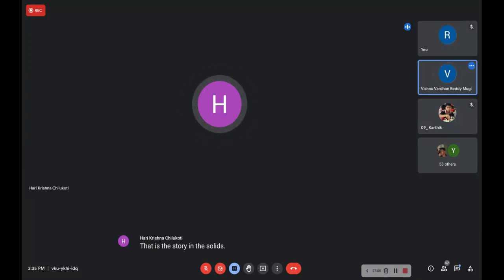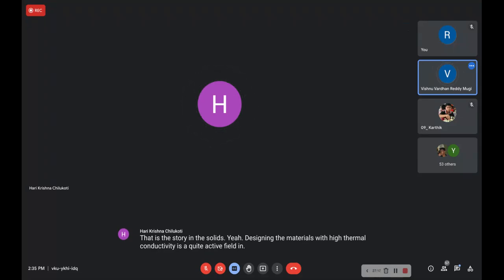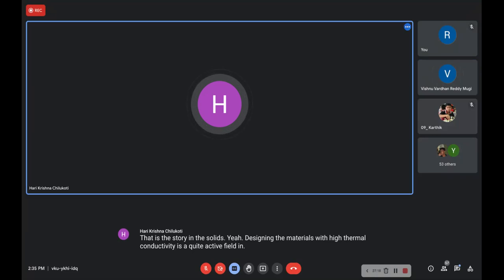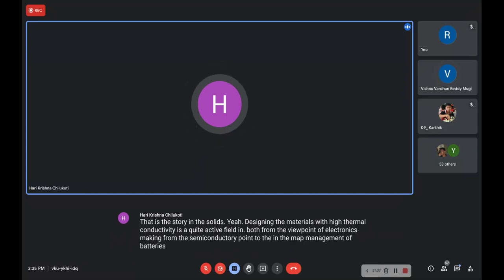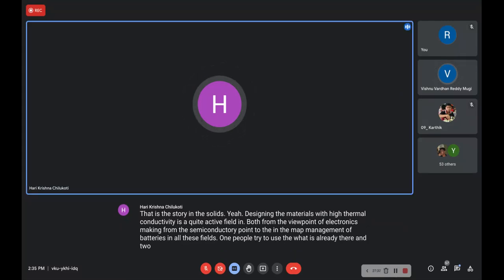That is the story in solids. Designing materials with high thermal conductivity is quite an active field, from the viewpoint of electronics and semiconductors to even the management of batteries. In all these fields, one, people try to use what is already there, and two, people try to synthesize them also.